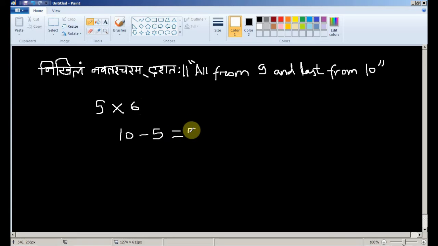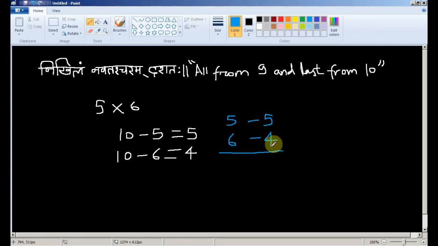So I go through my regular procedure: 10 minus 5, I get 5, and subtract 6 from 10, I get 4. I write my equation like this: 5 minus 5, 6 and its result, which is 4. You see the problem here. If we multiply this, we are going to get a higher number like 20. So how to solve this problem?